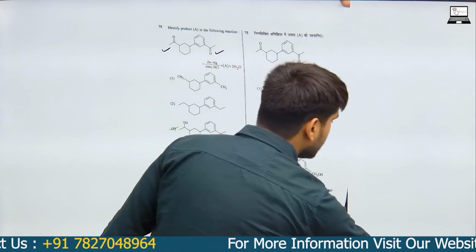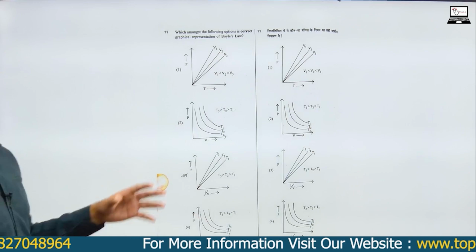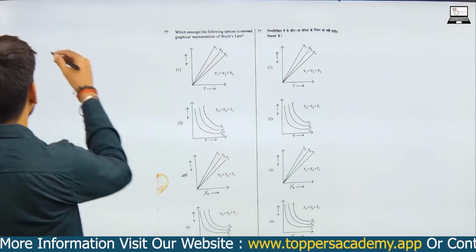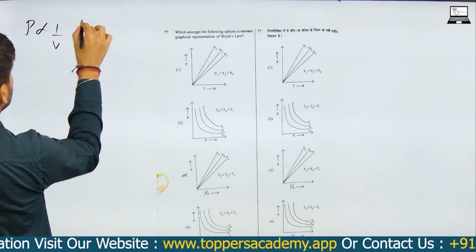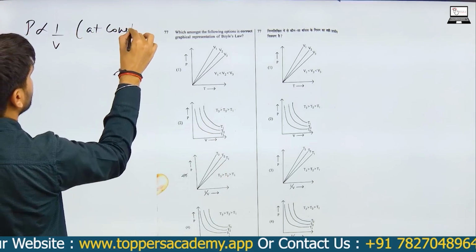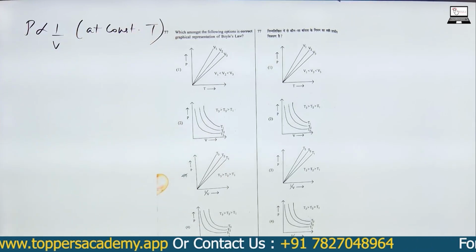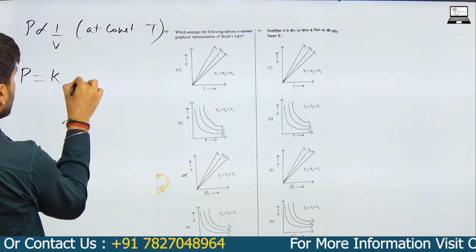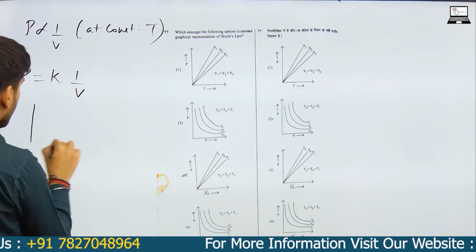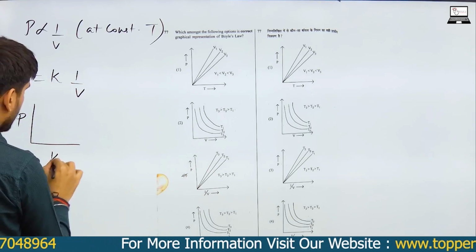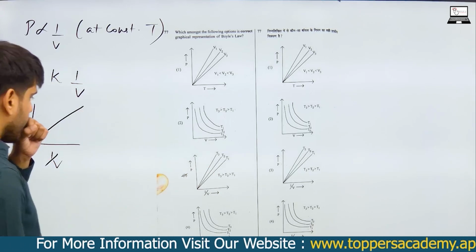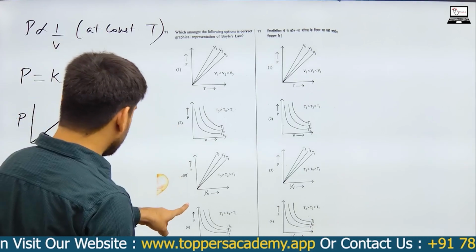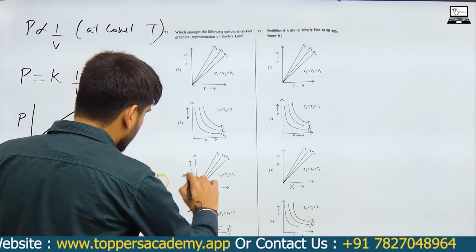Correct. Let us see the next question. Which amongst the following, this is again a repeated one, is correct graphical representation of Boyle's law? We know Boyle's law, P is inversely proportional to V at constant temperature. And we can also say that P is equal to k times 1 upon V. That means if I draw a graph between P and 1 by V, it is a straight line, like this, it passes through the origin. So third is absolutely correct.